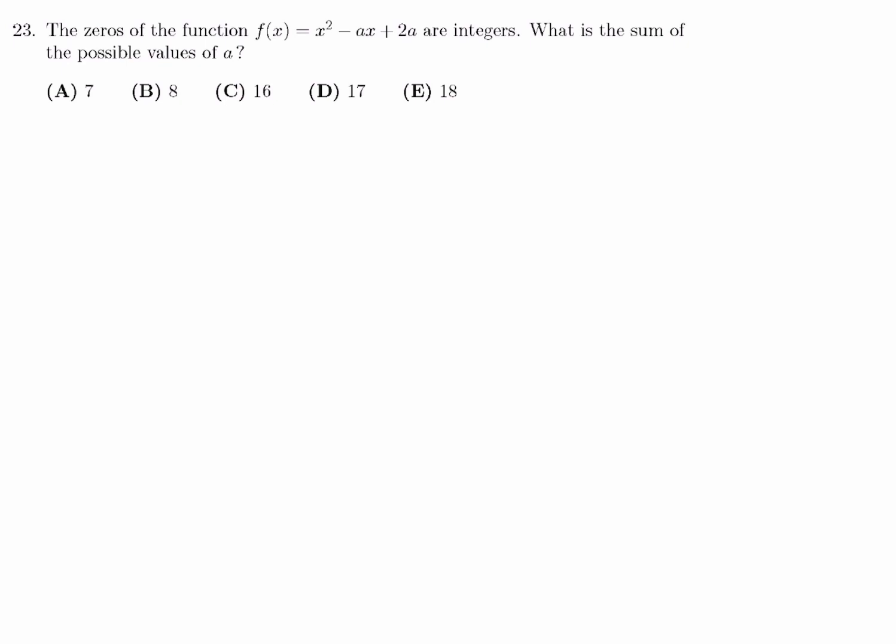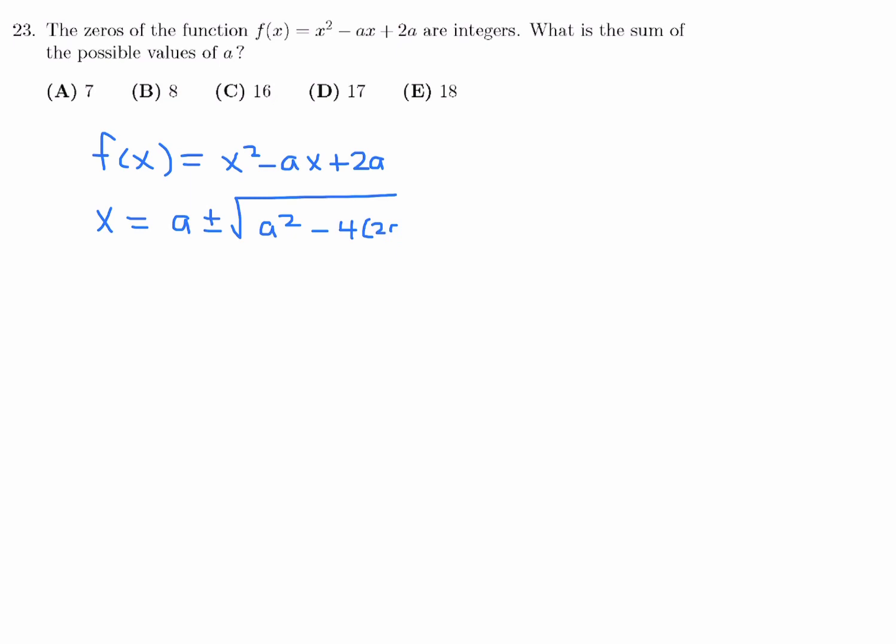The zeros of the function f at x is equal to x squared minus ax plus 2a are integers. What is the sum of the possible values of a? F at x is equal to x squared minus ax plus 2a. So we can use a quadratic, of course. This will be a plus or minus the square root of a squared minus 4 times 2a all over 2. And this is a plus or minus the square root of a squared minus 8a all over 2.